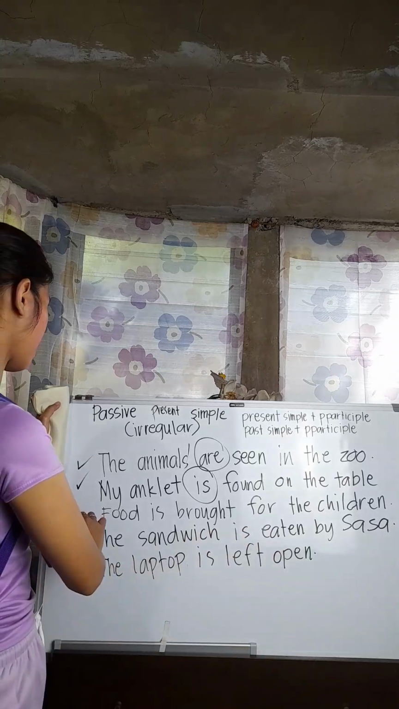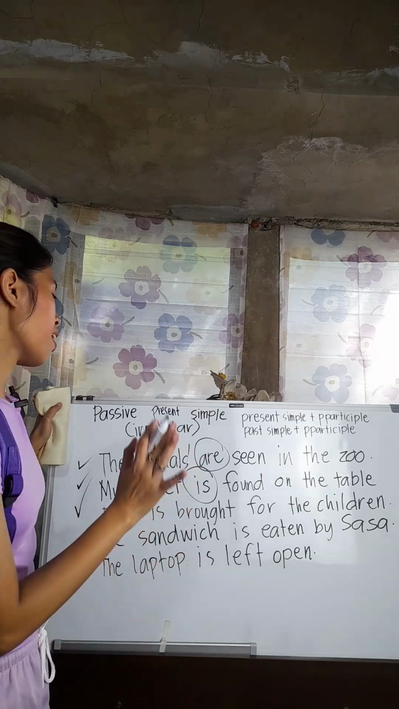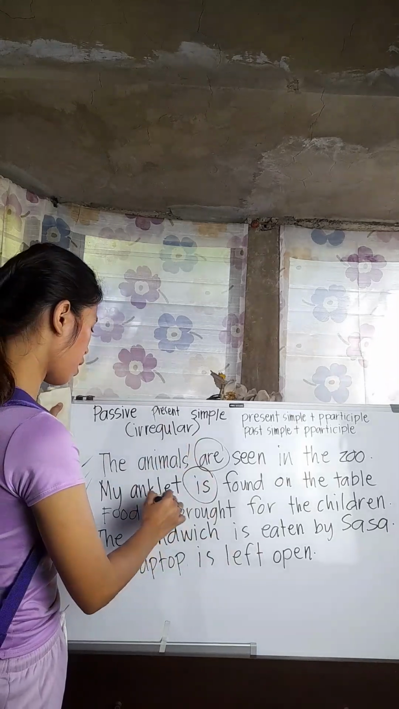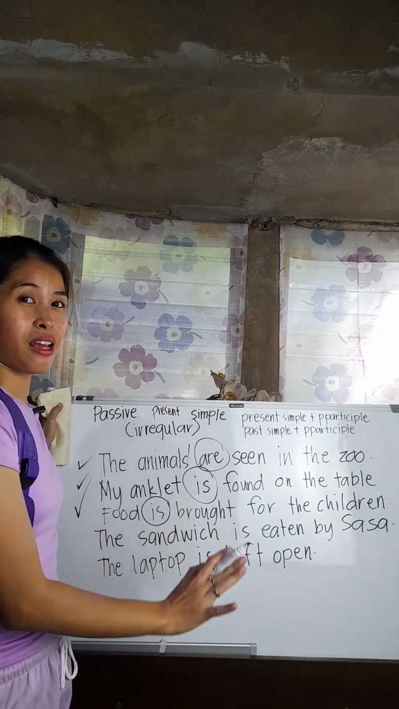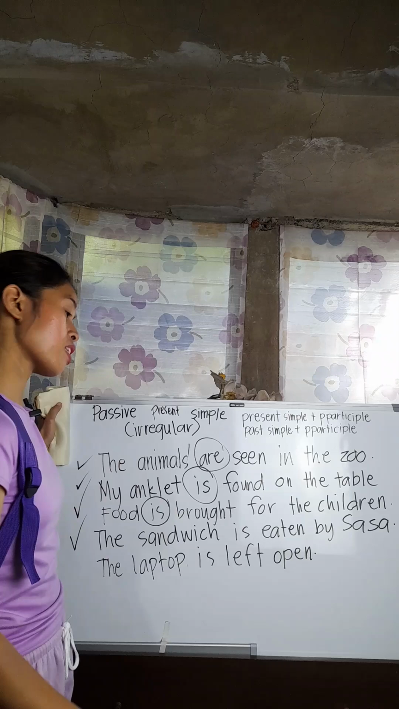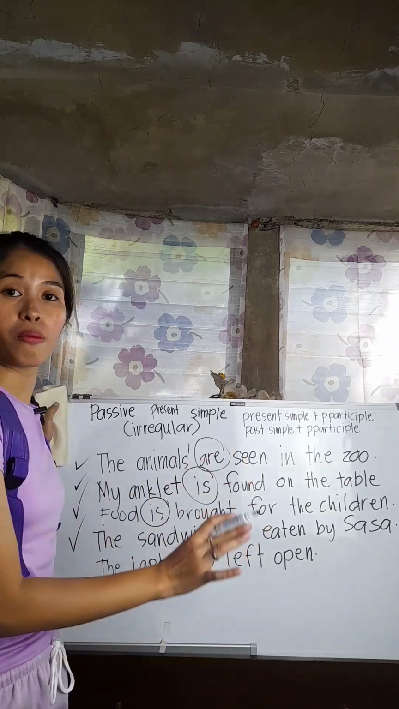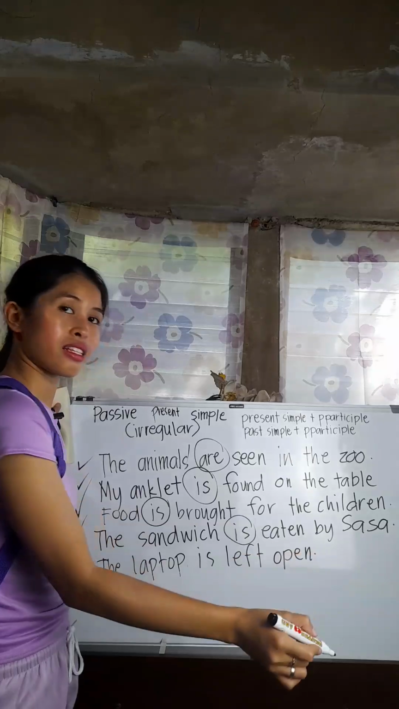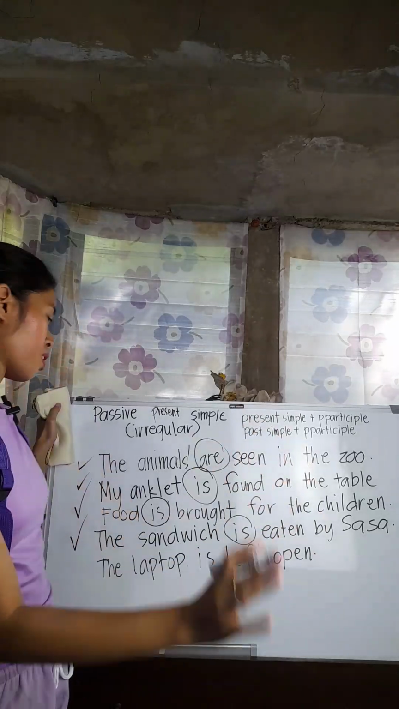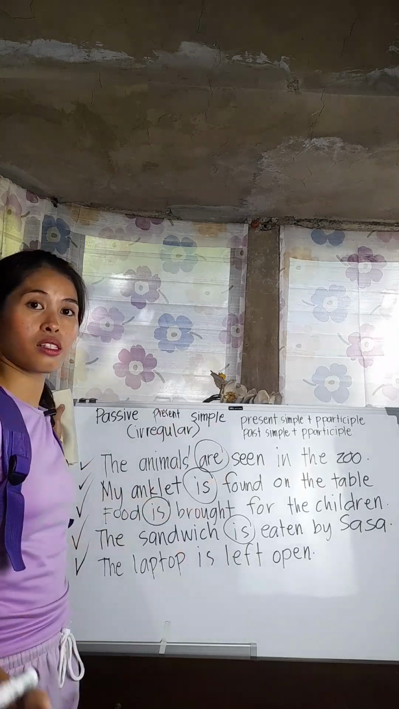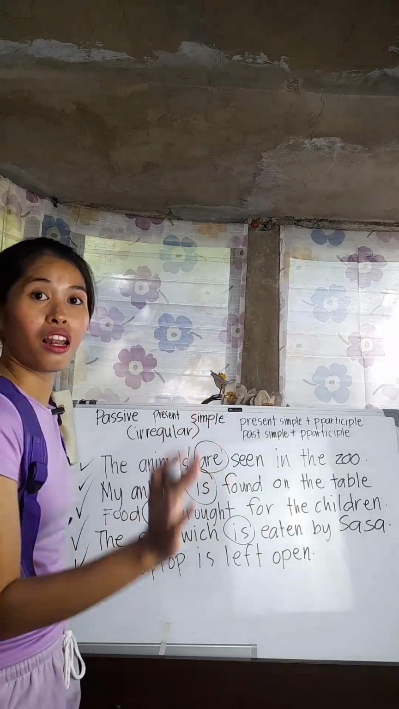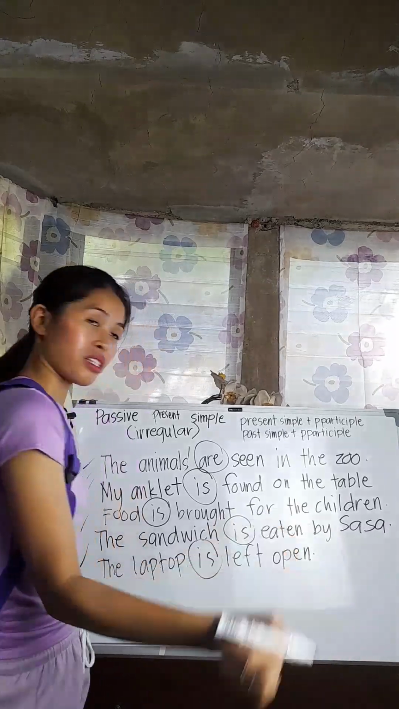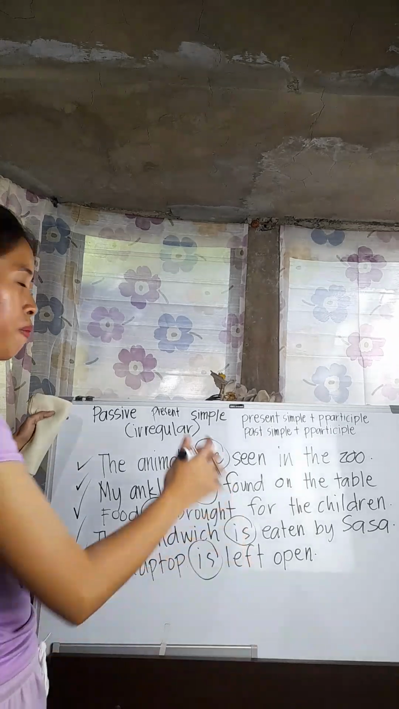For the eighth sentence, food is brought for the children. The subject here is food. The present simple is. The word brought as the past participle. For the ninth sentence, the sandwich is eaten by Sasa. The subject, the sandwich. Present simple is the word is. Eaten as the past participle. For the 10th sentence, the laptop is left open. The laptop as the subject, is as the present simple, left as the past participle.